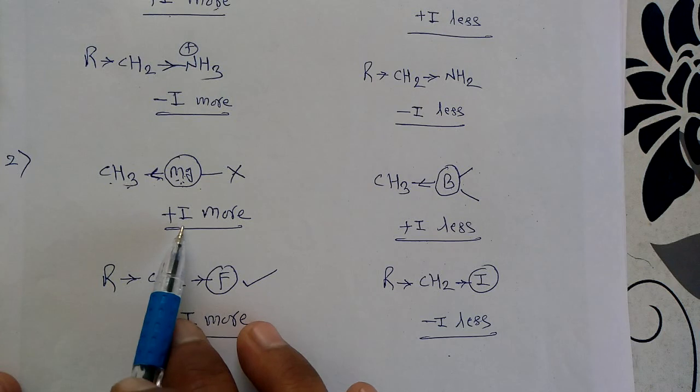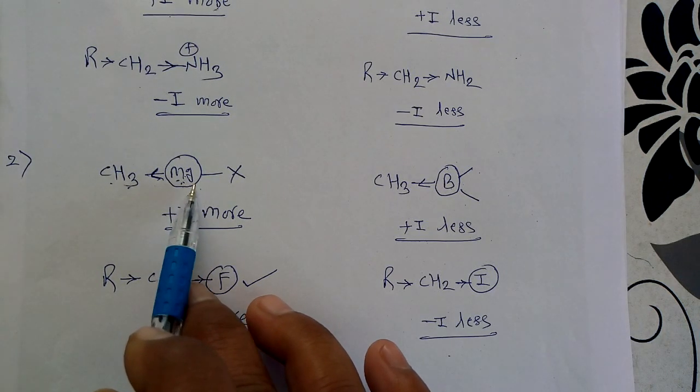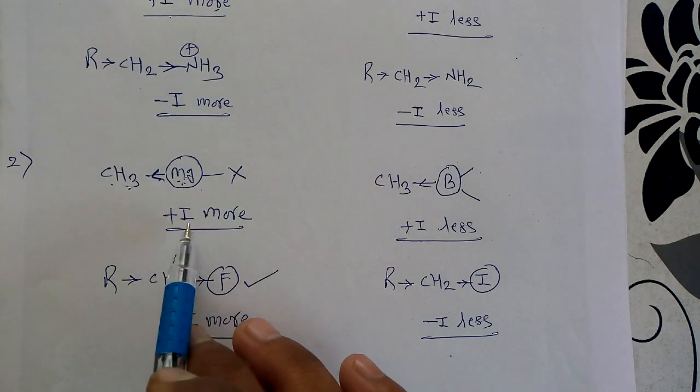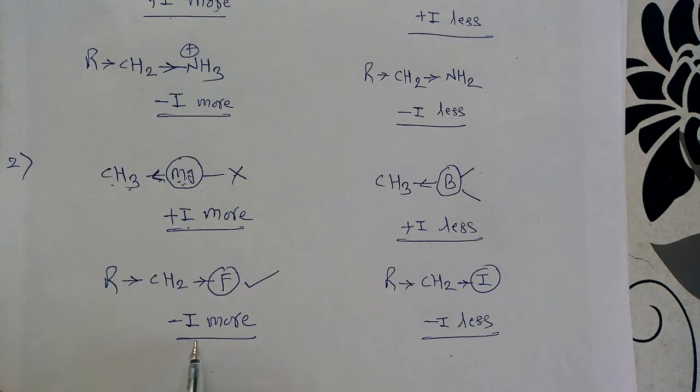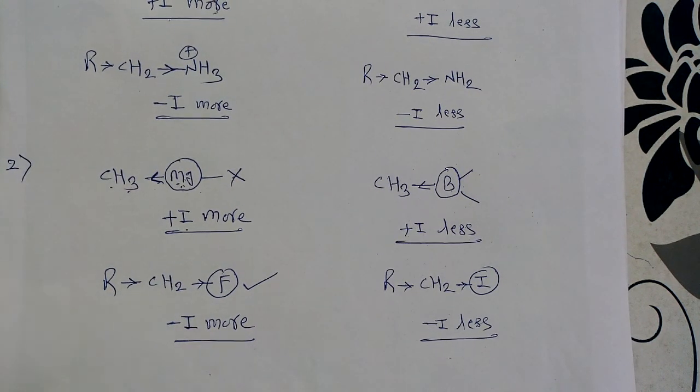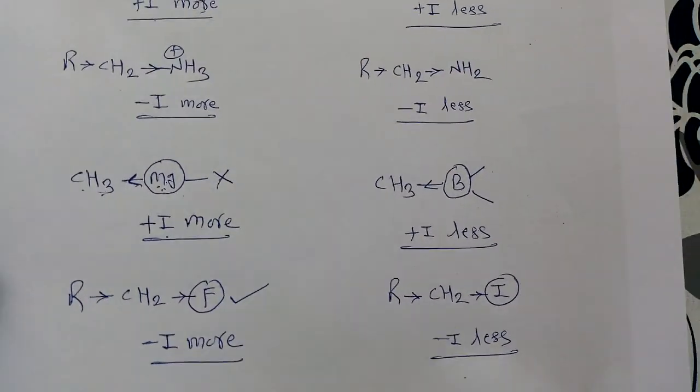For the plus I inductive effect, if the electronegativity of the atom is lower, it shows the more plus I inductive effect. On the other hand, if electronegativity is more for a given atom, it shows the more minus I inductive effect. So this is the second important factor which affects this particular inductive effect.